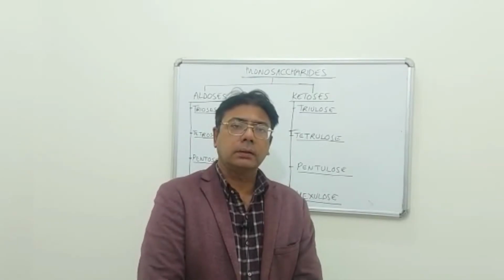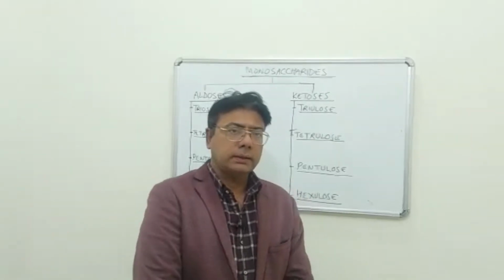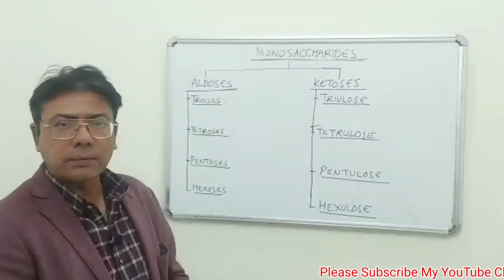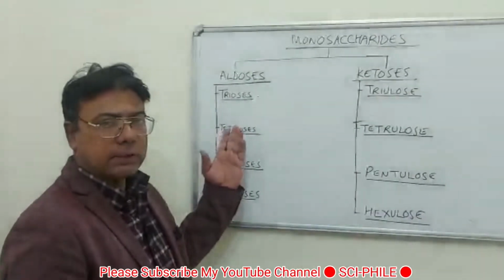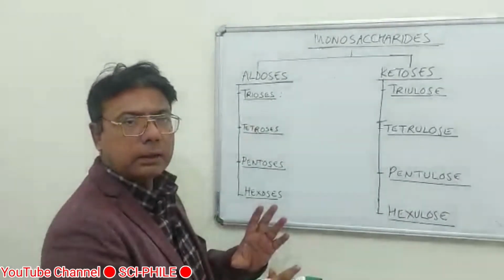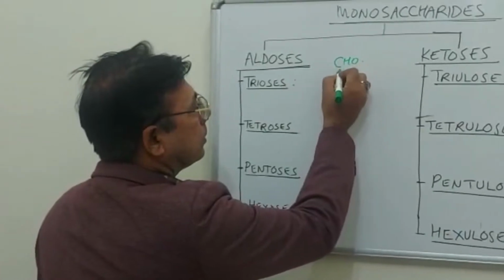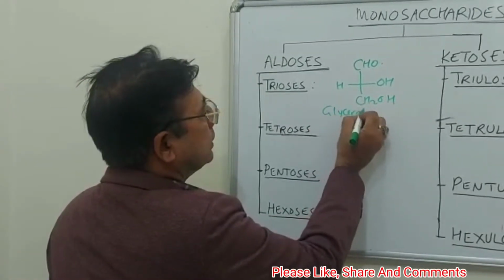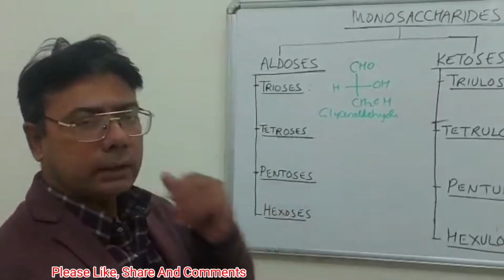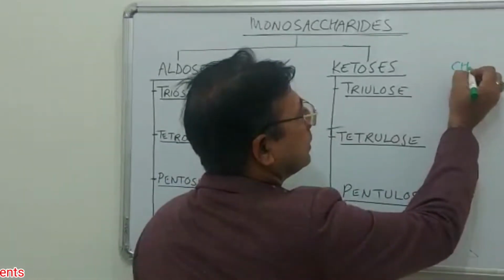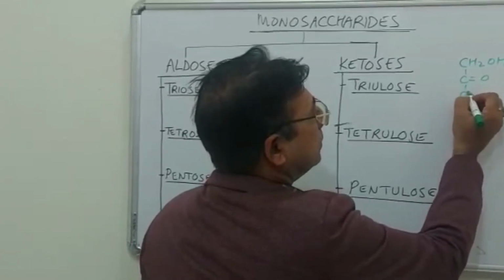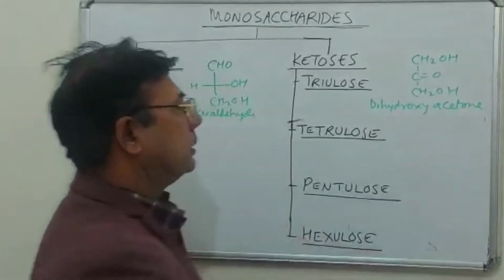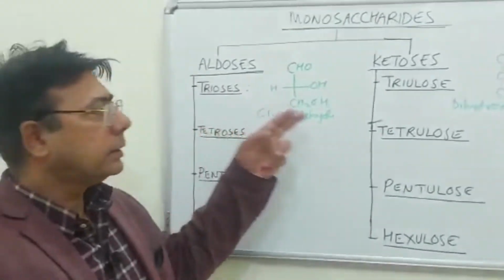Now let us start with the first category of carbohydrates, that is monosaccharides. As I said earlier, they are grouped into two categories, aldoses and ketoses, which are again classified on the basis of the number of carbon atoms. So in aldoses, we have the simplest aldose, which is a 3-carbon sugar, triose, and I earlier wrote its structure. This is glyceraldehyde, and the corresponding monosaccharide in the ketose series is this, CH2OH, CO, which is dihydroxyacetone. So this is the simplest aldose and this is the simplest ketose.